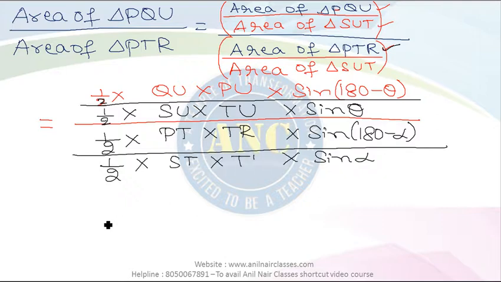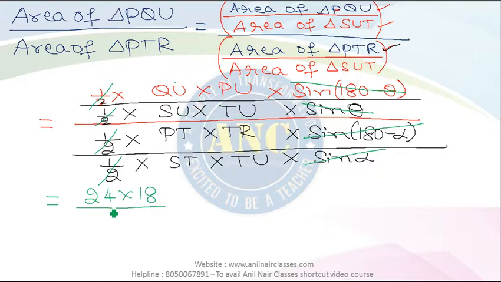Now if you observe, this is exactly what we have done according to our requirement. Half by half cancels, half by half cancels. Sine of 180 minus theta cancels with sine theta, sine of 180 minus alpha cancels with sine alpha. Every other value is given in the question. Just substitute and simplify. QU value is 24, PU value is 18, divided by SU, TU. SU is 12, TU is 9.